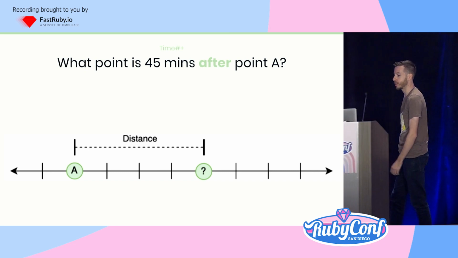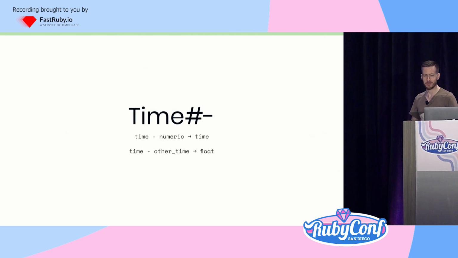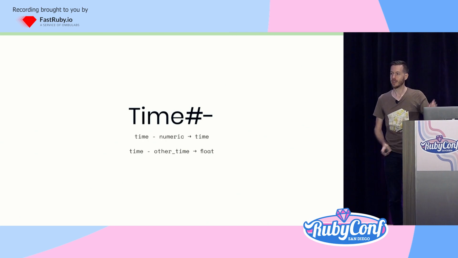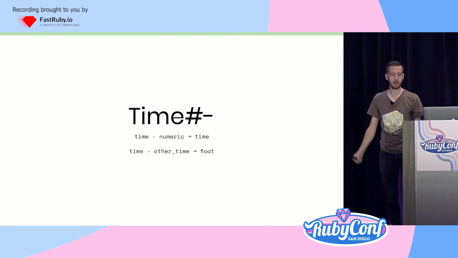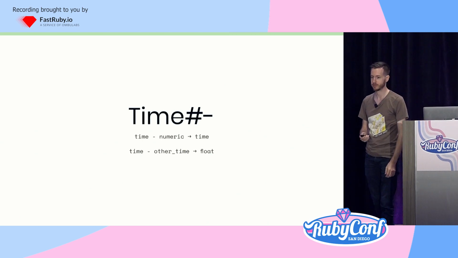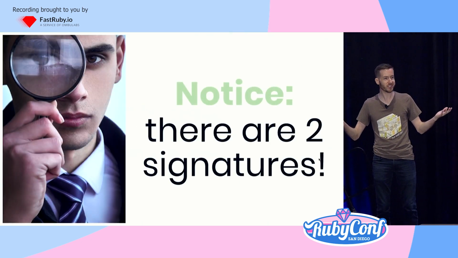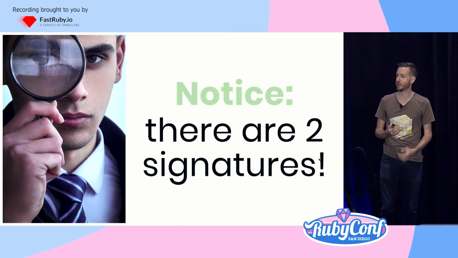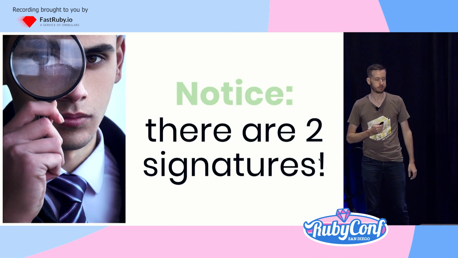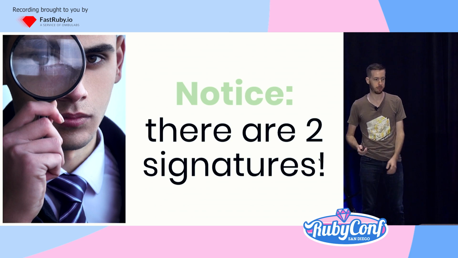So we've seen the plus operator. The minus operator gets a little bit weirder, because if I'm looking through the docs, there are 2 signatures here. You can take a time, subtract a numeric from it, and get a new time. Or you can take a time, subtract another time from it, and get a float. First thing that jumps out to me, 2 signatures? This is Ruby, right? We can overload operators. We can do different things depending on what kind of argument gets passed in. So what are these 2 different ways of using minus actually doing with our time?